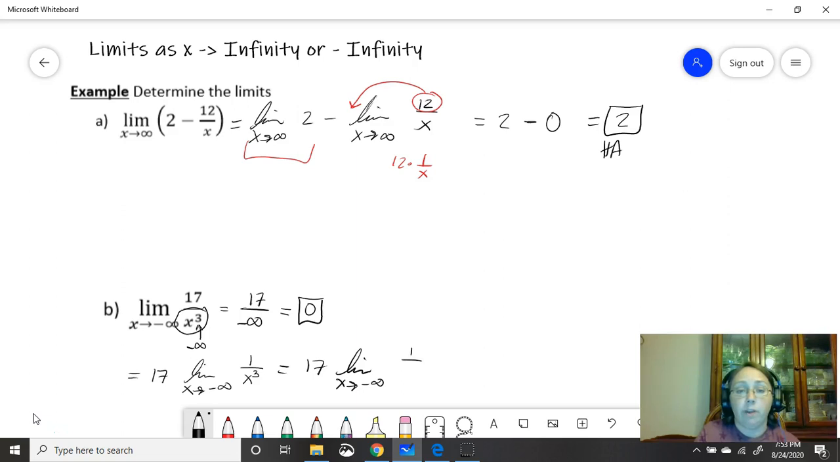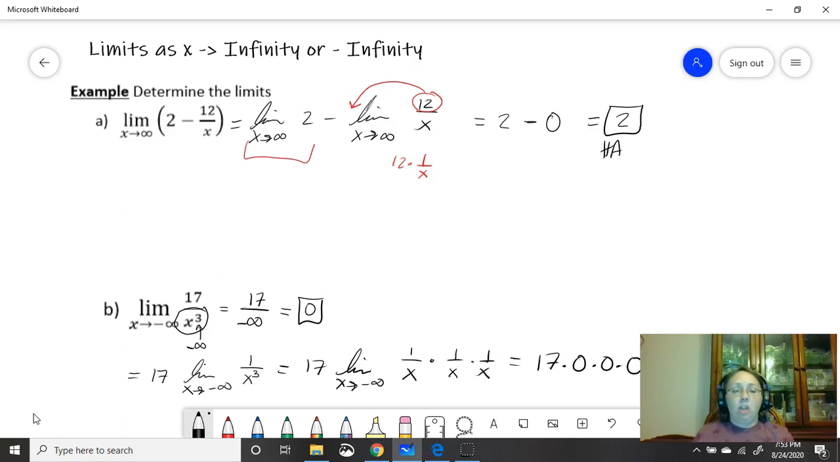So we could do, instead of 1 over x cubed, 1 over x times 1 over x times 1 over x. We could take the limit of each one separately. We could do that as long as the limit exists. So the limit of 1 over x would be 0. Then 1 over x would be 0. So all these would be 0. So what's 17 times 0 times 0 times 0? It's still going to be 0. So that's two different ways to look at that problem.